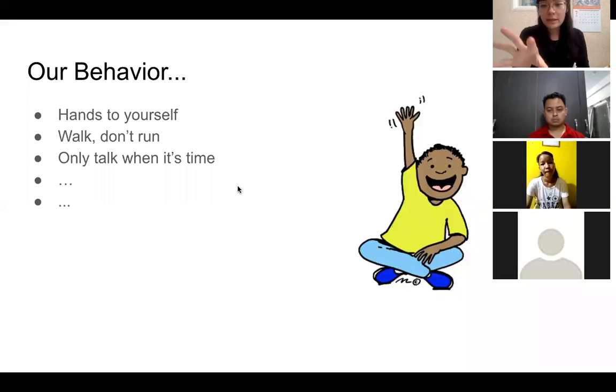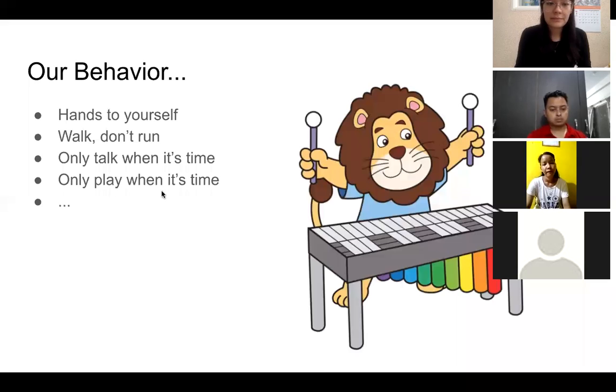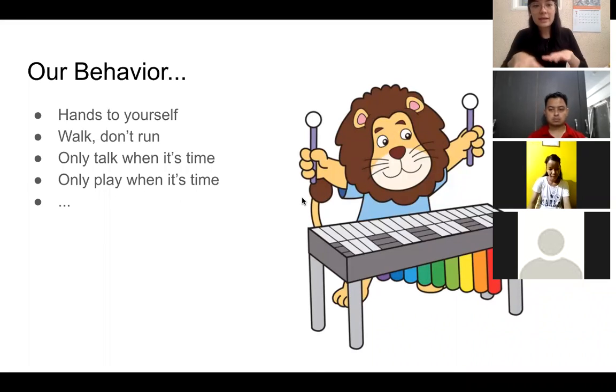And then, this is in the picture. And only play when it's time. So for music class, there would be instruments. And if there were instruments out, then the students just want to mess around and play and get all the sound out. So it would be important to set this expectation because that's respectful and also allows for everyone to learn. So only play when it's time.